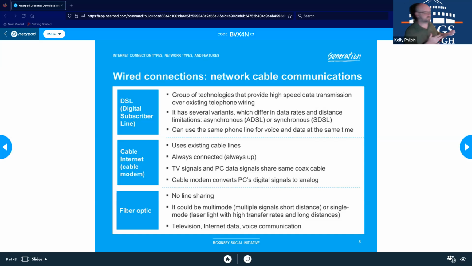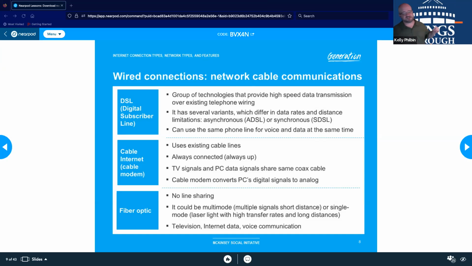Multi-mode fiber, you can do some stuff with that, but for the most part, no line sharing. You have to have individual fibers running pretty much for each user. It could be multi-mode or single mode. Single mode is our long haul, multi-mode is our short haul. It can be used for anything: television, internet, voice, all that kind of fun stuff. And you get much longer runs per line than you do with cable, than you do with twisted pair.